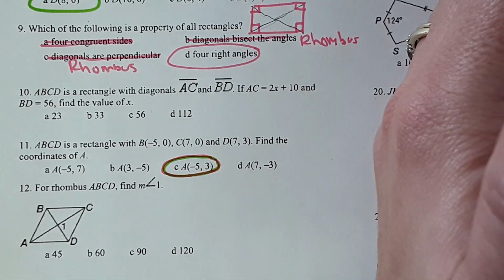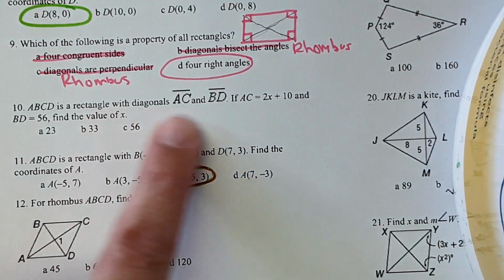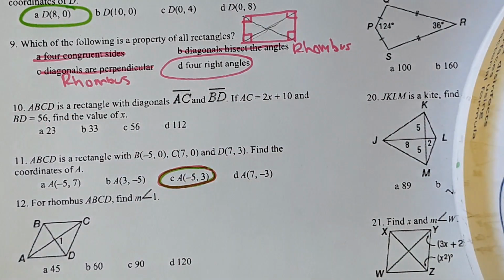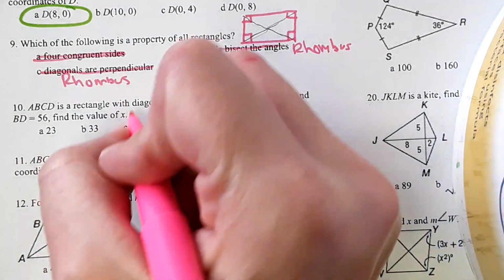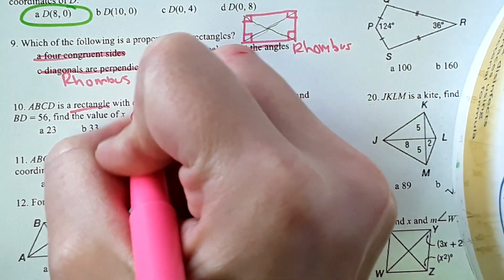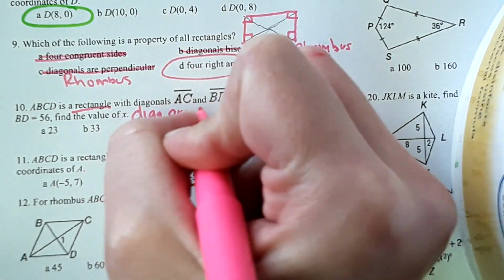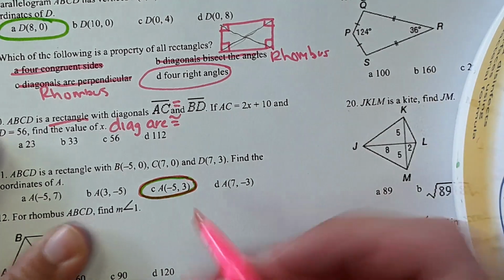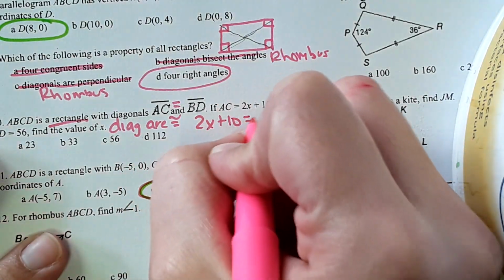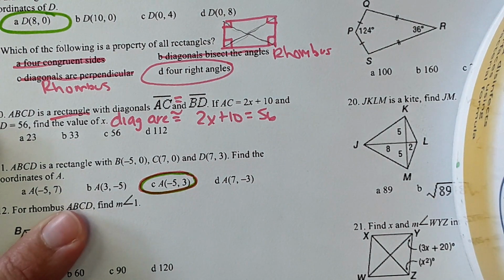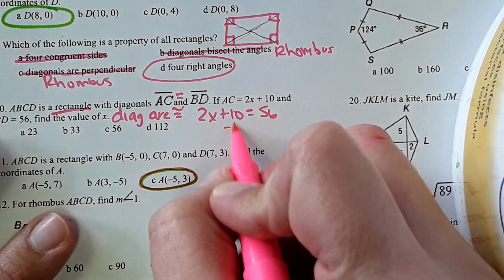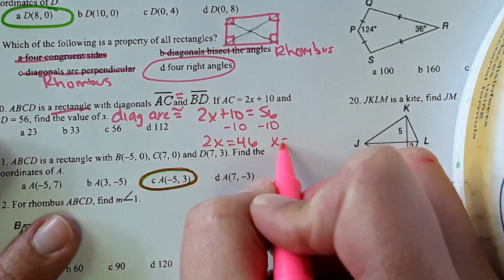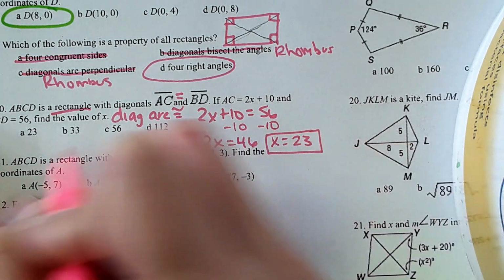Okay, number 10. It says ABCD is a rectangle with these diagonals. It says AC is 2x plus 10 and BD is 56. Find the value of x. In a rectangle, the diagonals are congruent. So therefore, AC equals BD, and we can set this equal. So 2x plus 10 equals 56, and then we will solve. X equals 23.